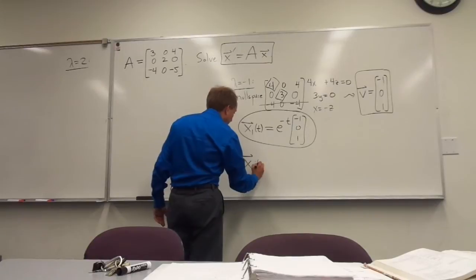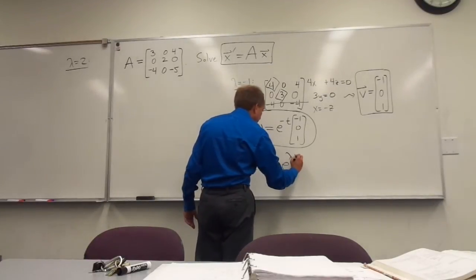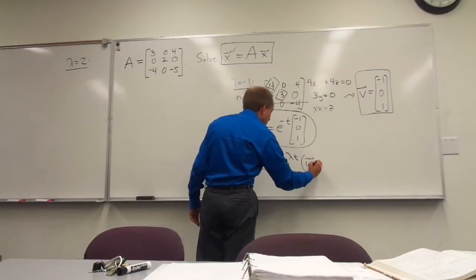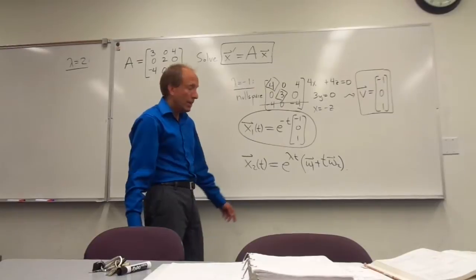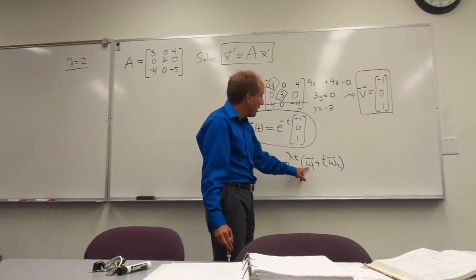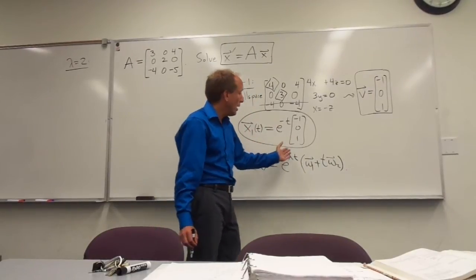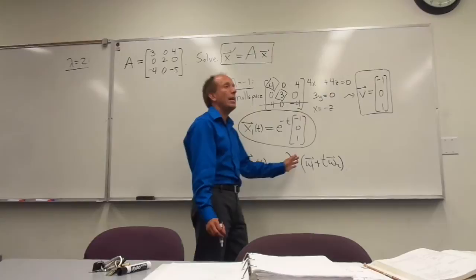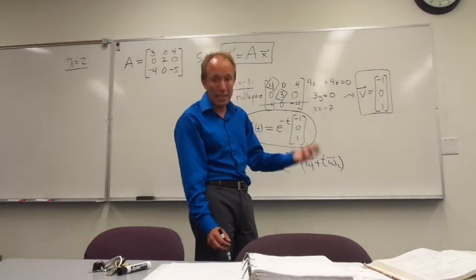So remember the form that we talked about in class. It's e to the lambda t times (w1 plus t times w2). And our job is to choose w1 in such a way that when I apply A minus lambda I to it, I'll get w2. And if I again apply A minus lambda I to that, I'll get 0.